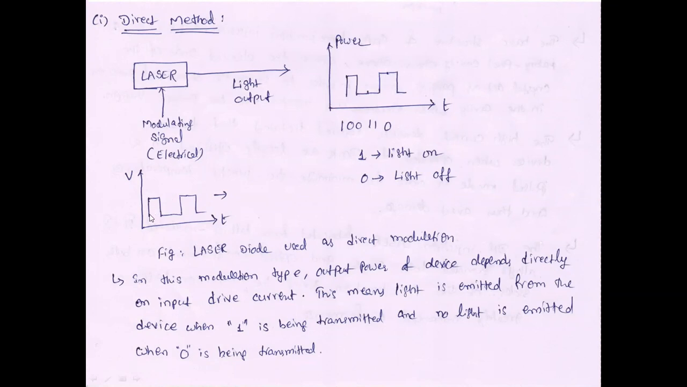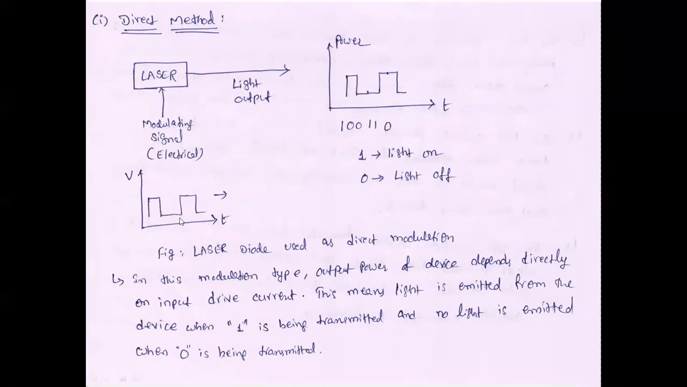Whenever there is a positive half cycle given to the laser, that is 1. At that time the laser is on, and then automatically we get the output as 1. Next, when the negative half cycle comes, that is called the off condition. That's why it is a 0. At that time the laser is off. Likewise, it converts from electrical to optical signal. That is, 1 is nothing but light on, and 0 is nothing but light off.